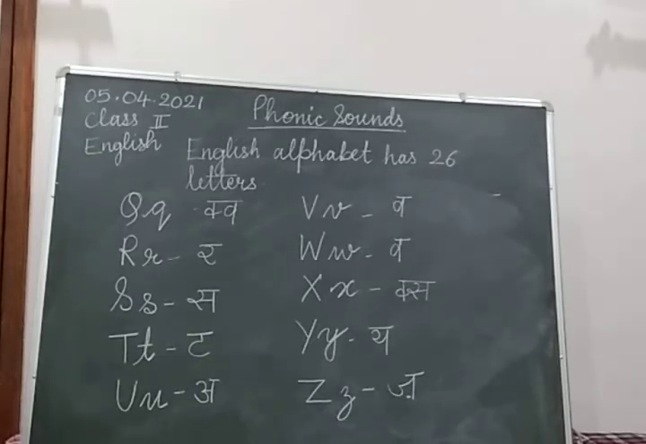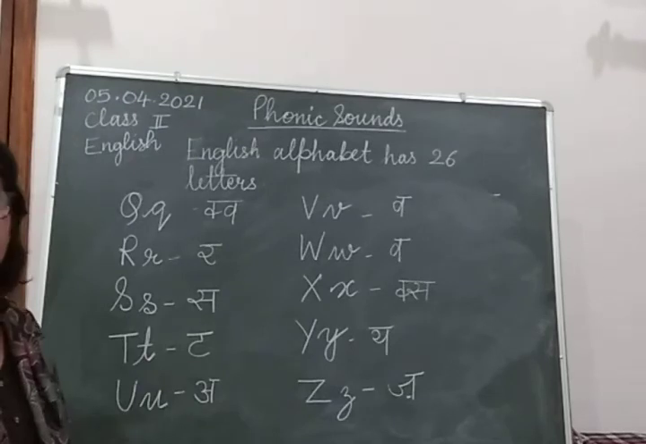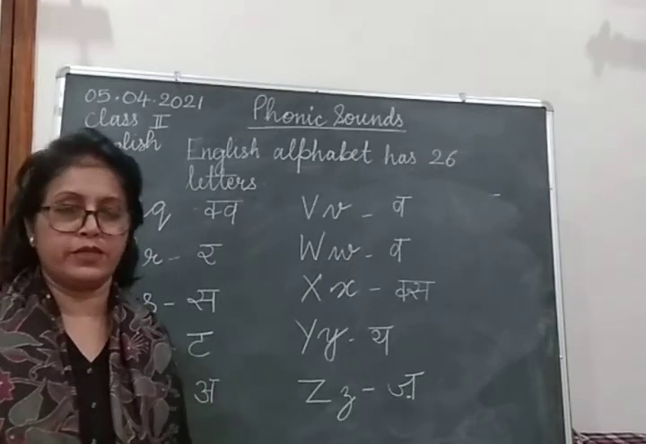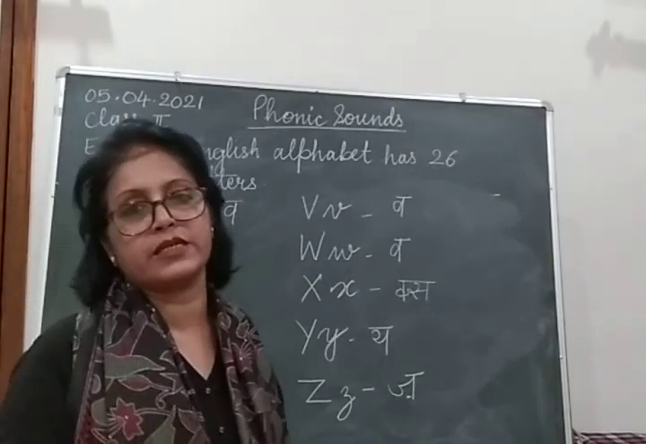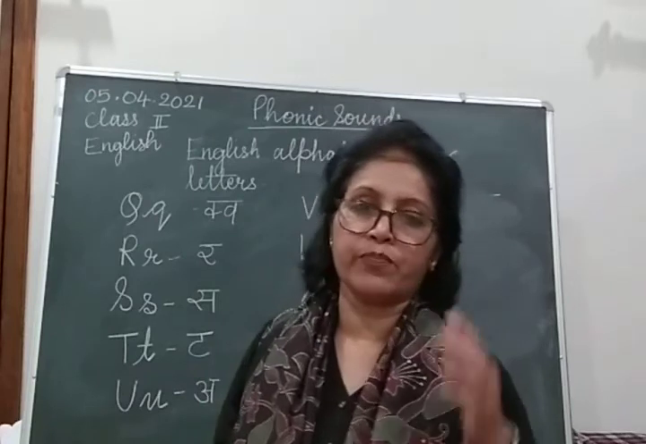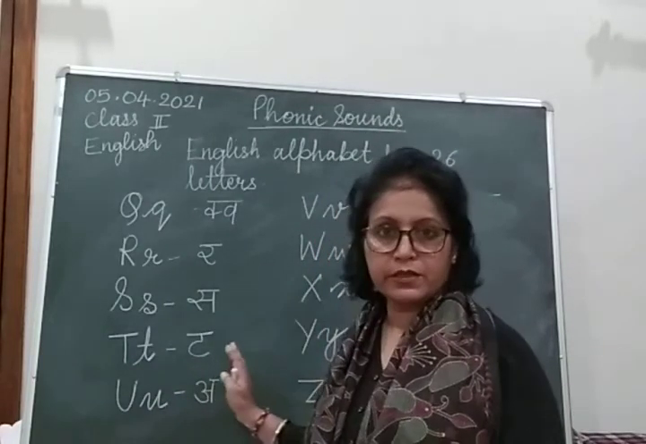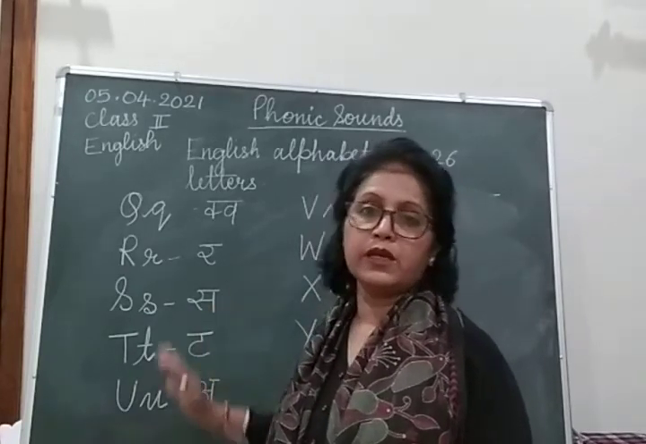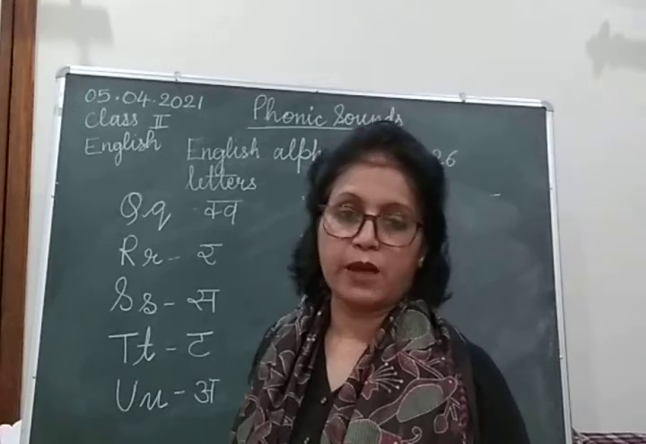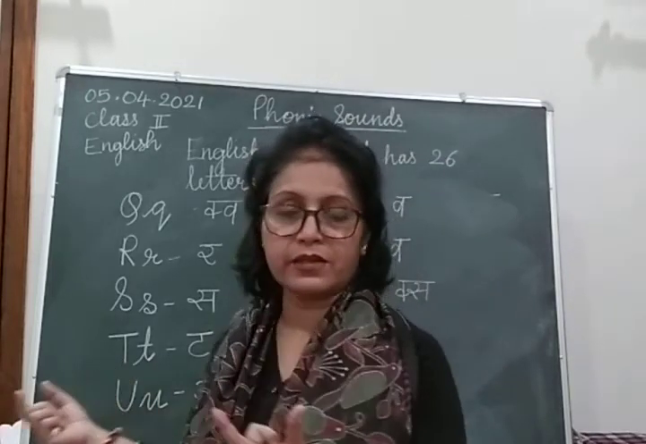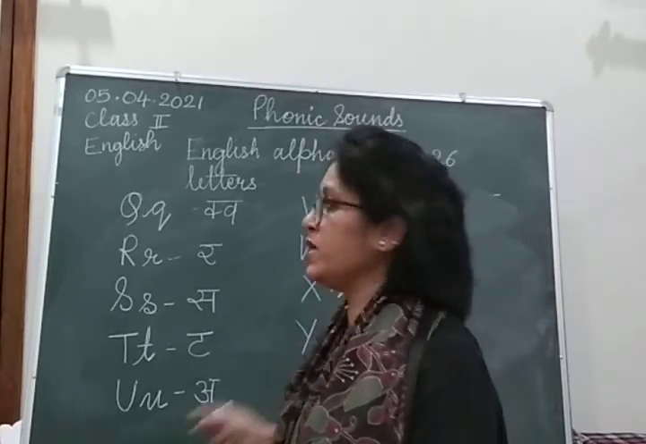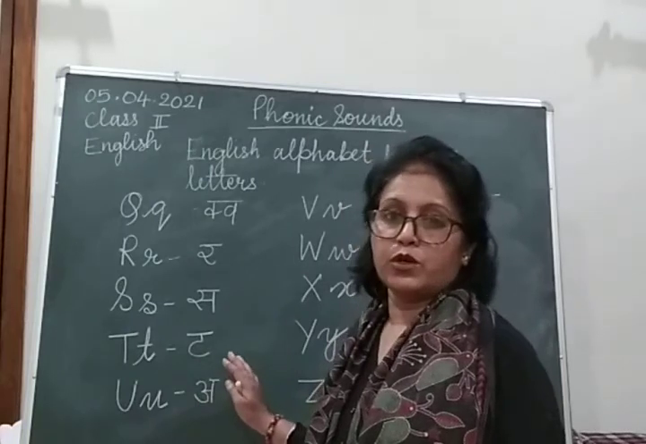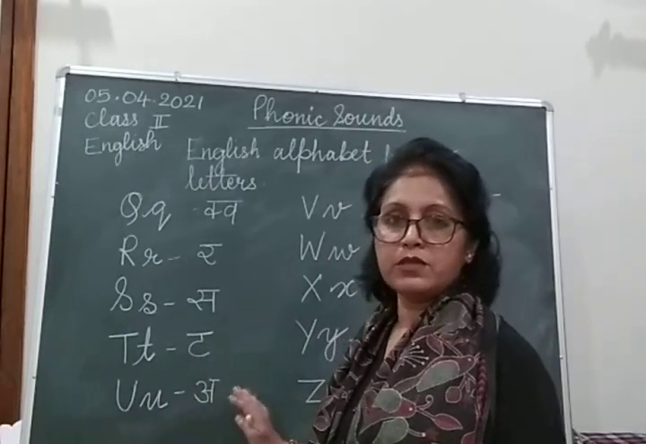So these were the sounds, or you can say phonic sounds, of letters A to Z. These are the sounds of the 26 letters in the English alphabet. I hope you have learnt this. Keep practicing because this will help you improve your reading skills. When you read a word, these sounds will be very helpful in knowing how to start and pronounce it.